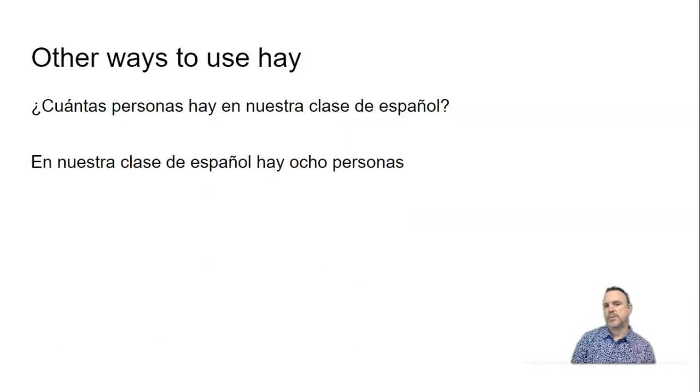And here's the answer. En nuestra clase de español hay 8 personas. In our Spanish class, there are 8 people. And again, you can change the order of this answer here. We can say this part first if we like. We can say hay 8 personas en nuestra clase de español, like we've done in the question. Either way, it doesn't matter.